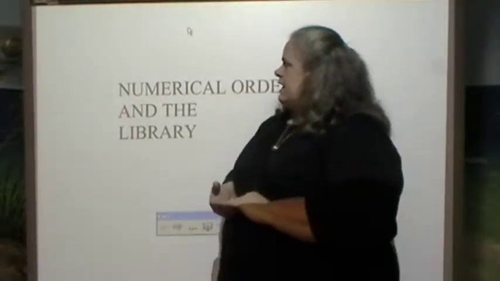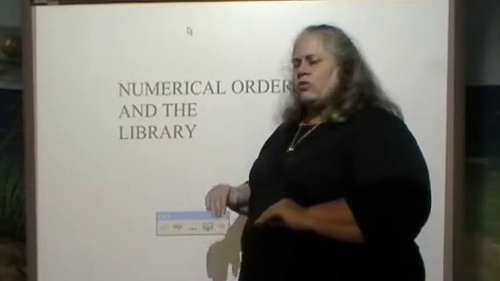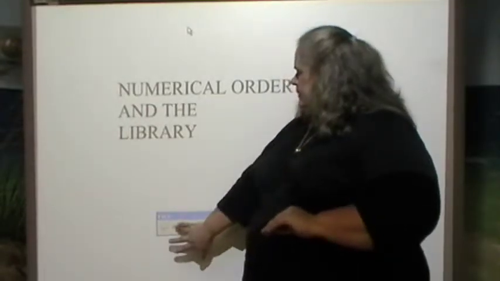We've been talking about how we put books on the shelf in alphabetical order by the author's last name. Well, not every single book in here goes by the author's last name. We do have a section that uses numbers as where we put them in order, and that is the nonfiction section. And so we're going to be looking at how the numerical order works in the library.